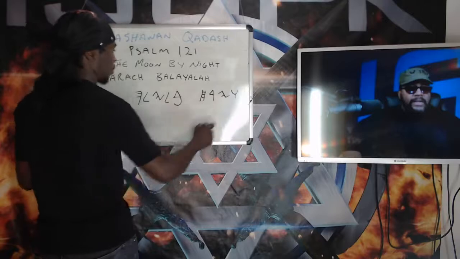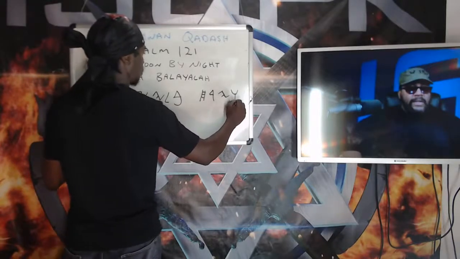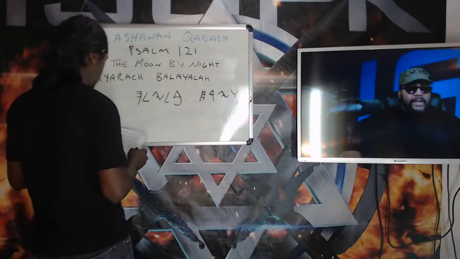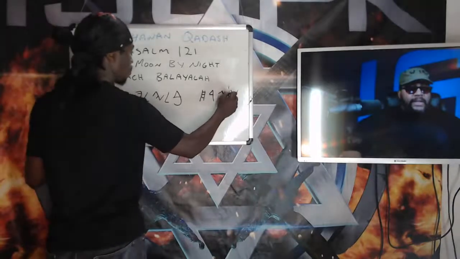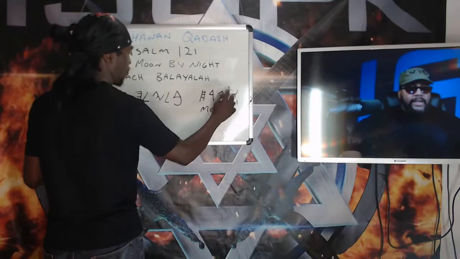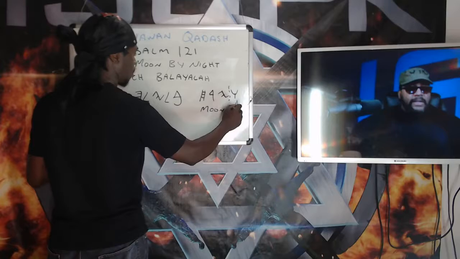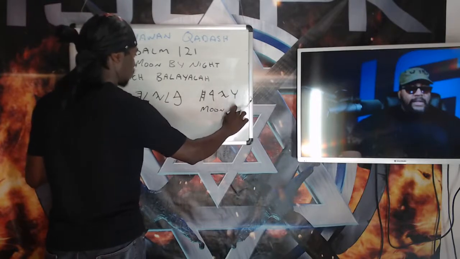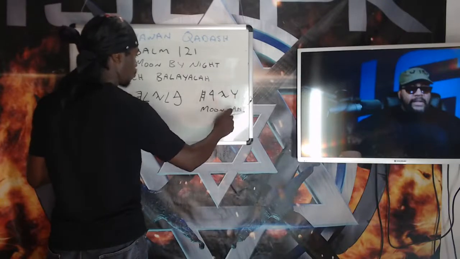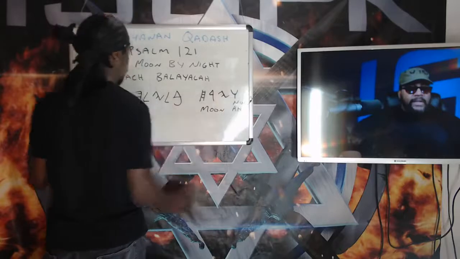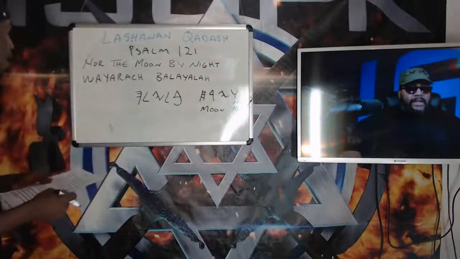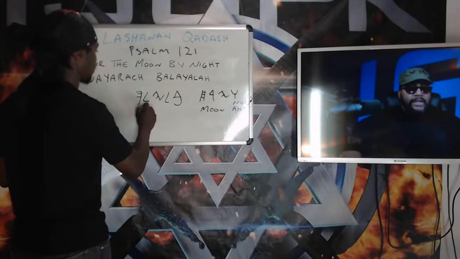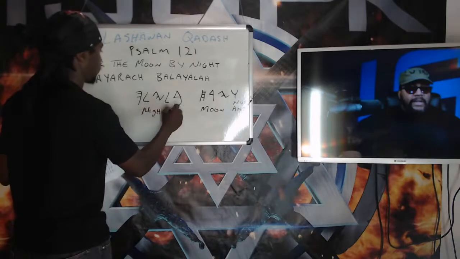So the translation wise, yarea is moon. So ve is and, and lo is no or nor. Are you talking about the sun and the moon? So no moon. Layla. Layla is night. By night.